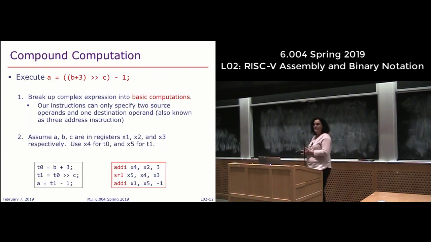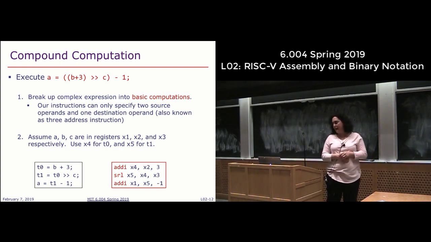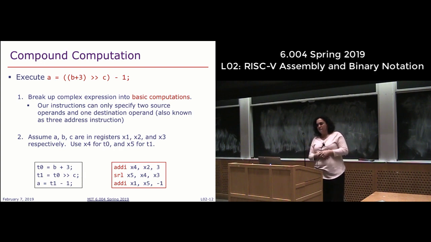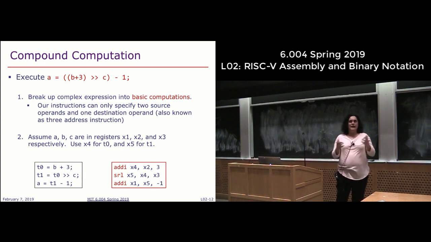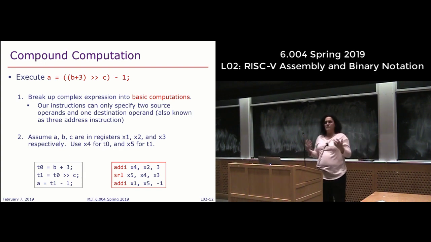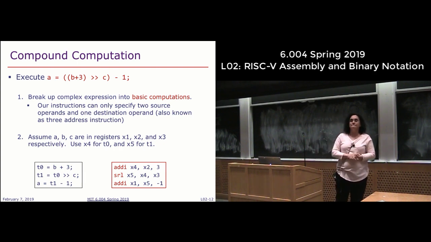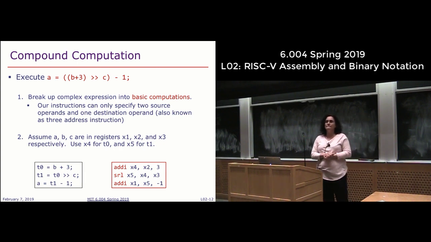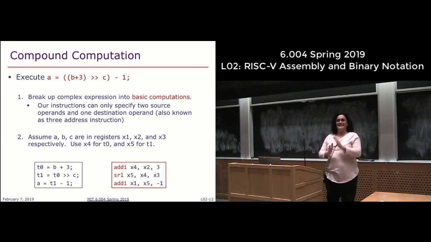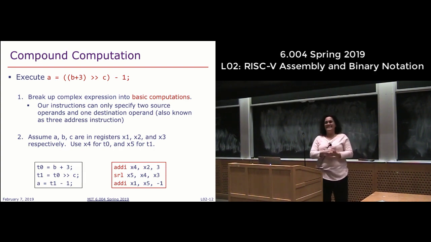Okay, now what about this expression, right? I mean, in Python or whatever programming language you have, you can imagine writing something like this where you add something, you shift it, then you subtract 1. Oh, sorry, yes? What counts as small for the immediate? 12 bits, and I'll get into that later in the lecture, okay?